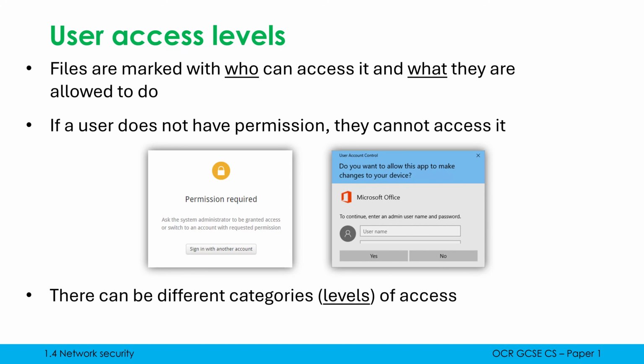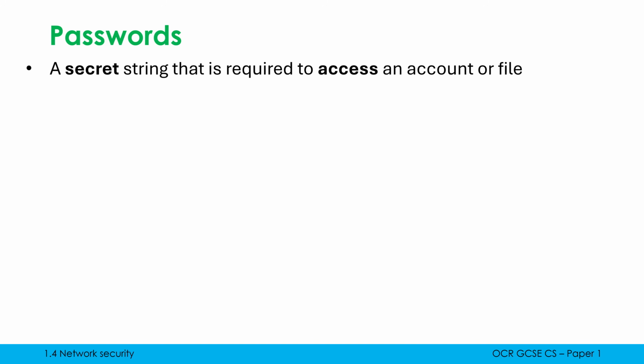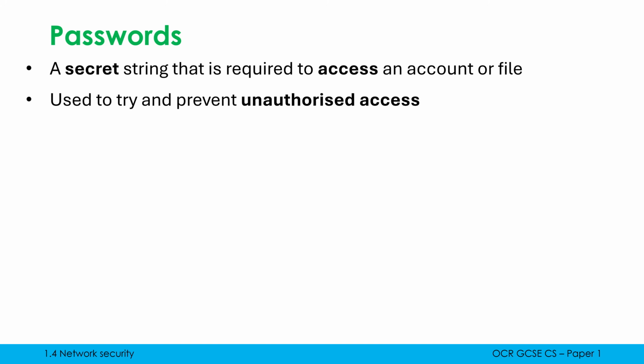To cover one more prevention method and one more attack, well, passwords are a prevention method you can talk about in the exam. They seem so obvious, but they are a method listed. A password itself is a secret string that is required to access an account or file. I've used the word string because it could be a number, like a passcode as well. They exist to try and prevent unauthorized access to an account. It just makes it a little bit harder to access.